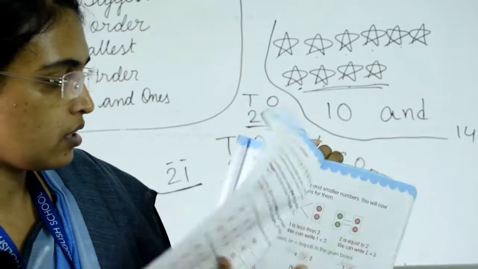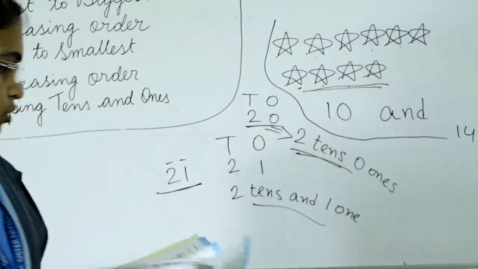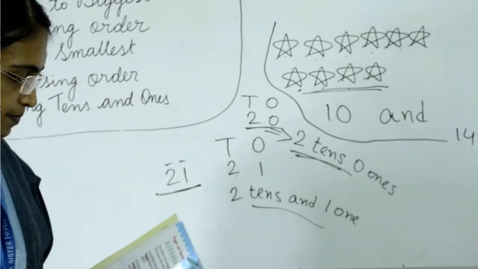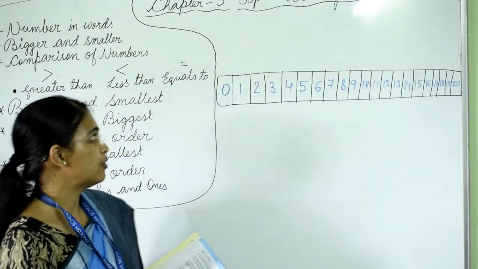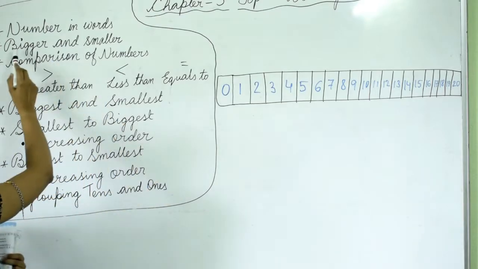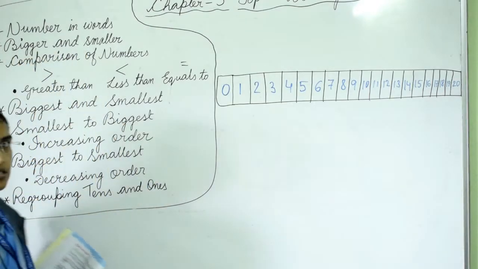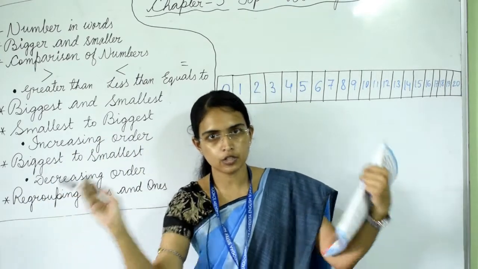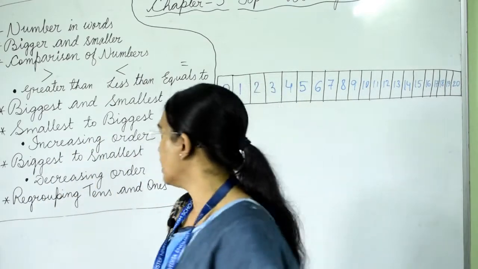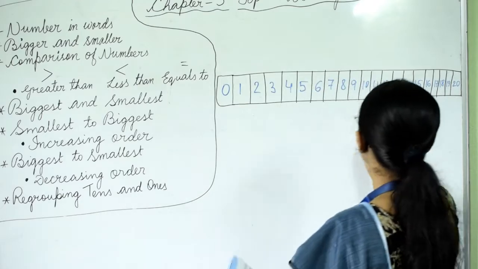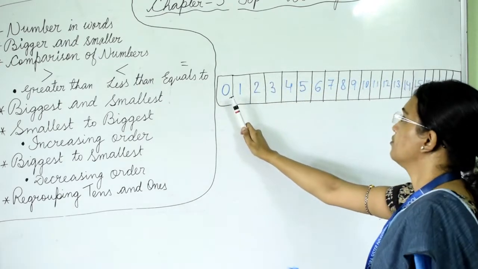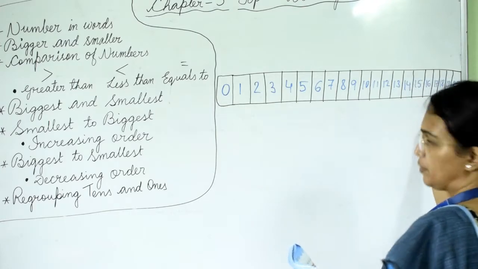This is very easy. Now come to the next part, that is bigger and smaller. Okay, now we will do this one, bigger and smaller. Bigger means bada, and smaller means chota. Now we will do these sums on this number strip. Okay, so I have written from 0 to 20.